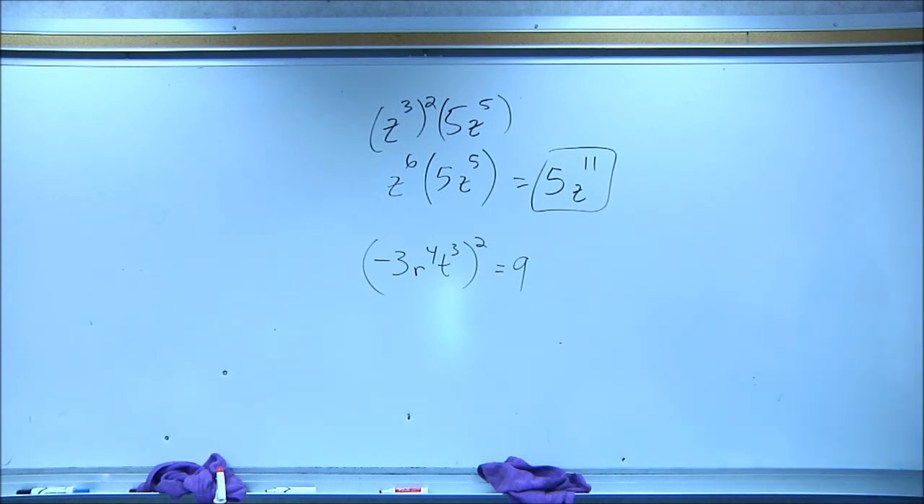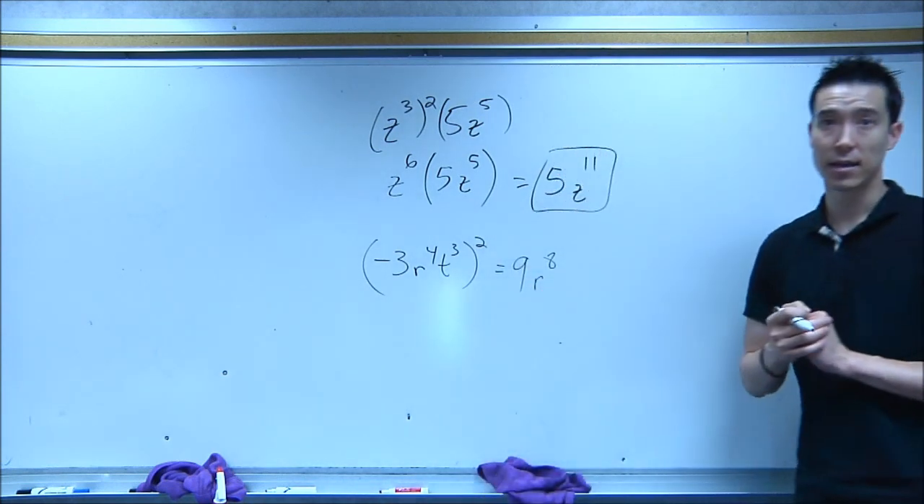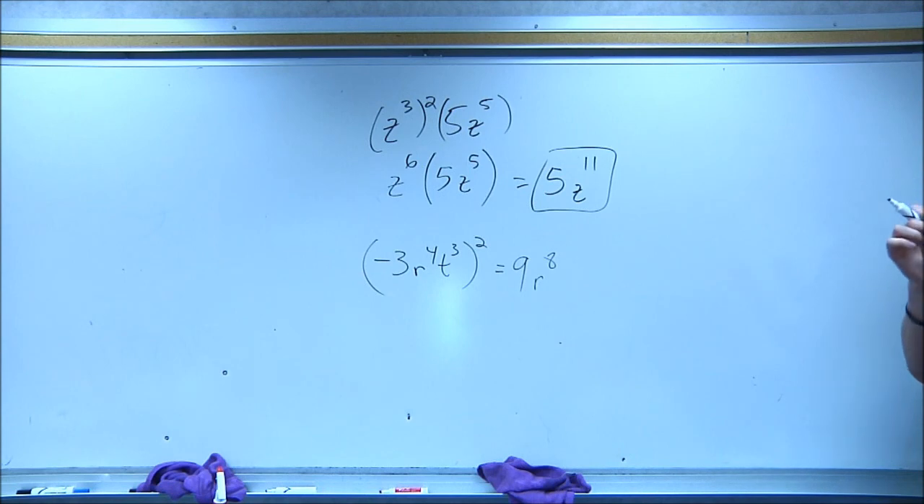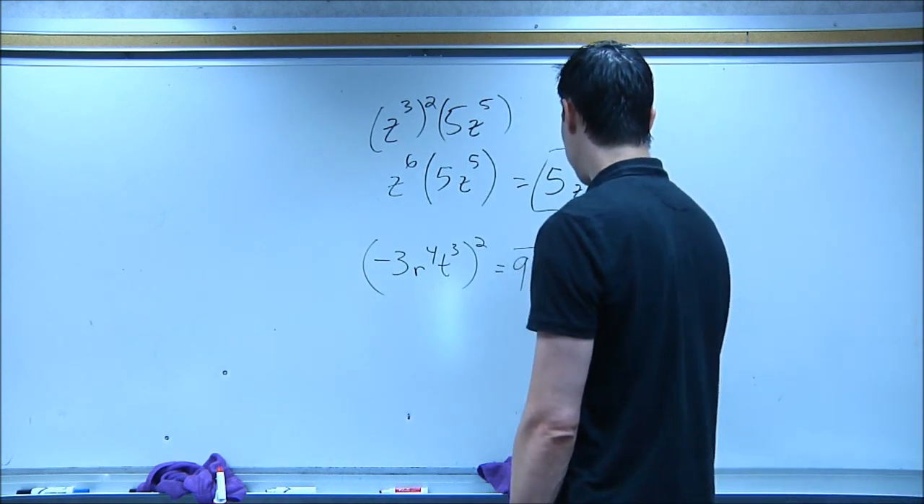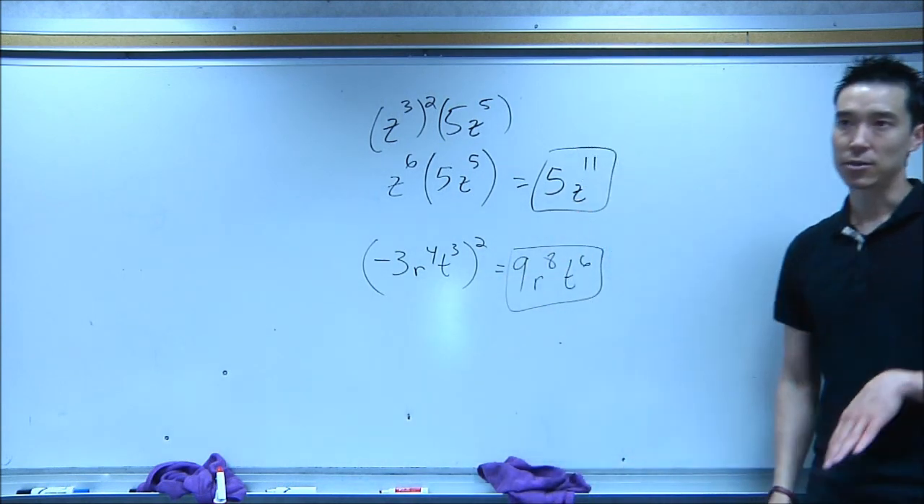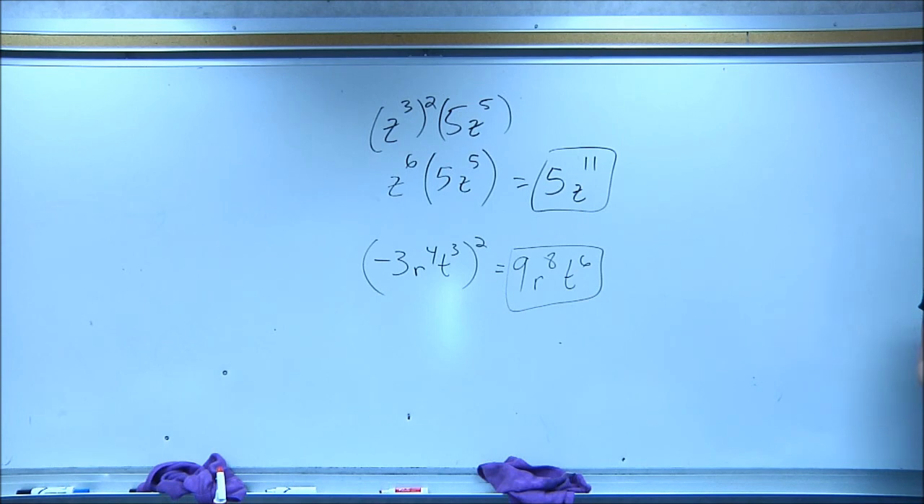I have r to the 4th power raised to the 2nd power. Power raised to a power. I multiply the exponents. R to the 8th. And the exact same thing: t to the 3rd raised to the 2nd. Power to a power. Multiply the exponents. T to the 6th. Okay? So you handle the coefficient piece and then each of the individual variable pieces.